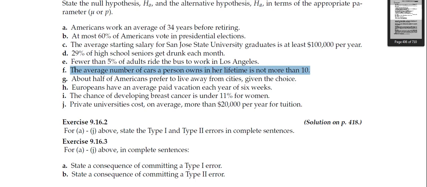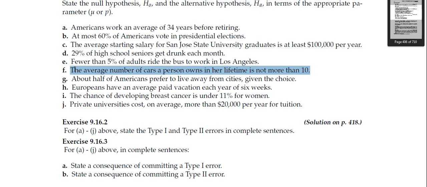Now, the absolute opposite of not more than 10 would be more than 10. So that'd be 11 or 12 or 13. So anyway, there's your 2 hypotheses. H0 is that the average number of cars is more than 10. HA or H1, average number of cars is not more than 10, or less than or equal to 10. Okay, so consequences of committing errors.